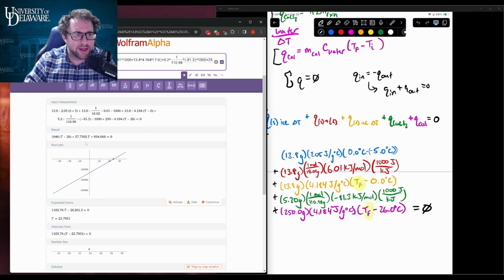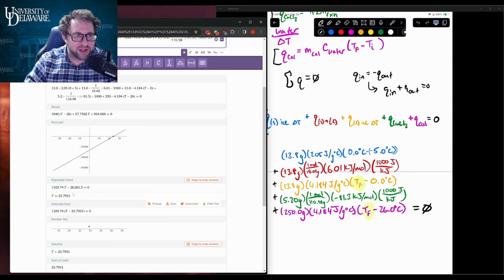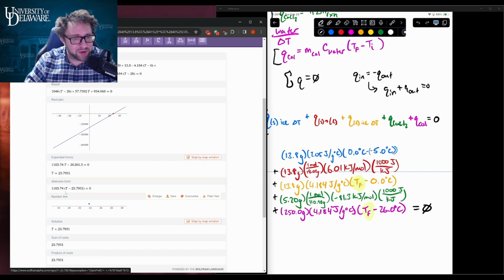So notice here that Wolfram does do the initial simplification. It multiplied all this stuff out. It expands it. So if you do all the crunching, you should end up with something that looks like this, and then you divide to get T. So that's one way. This is another way.